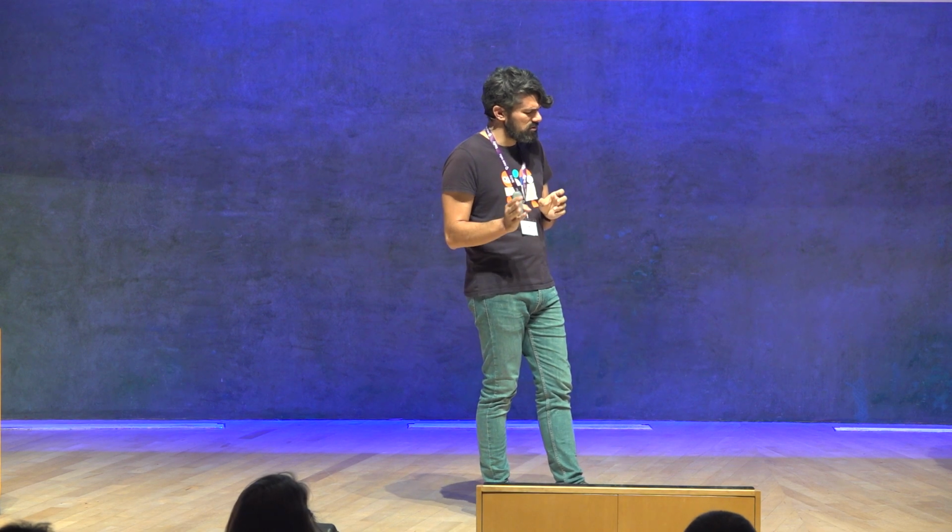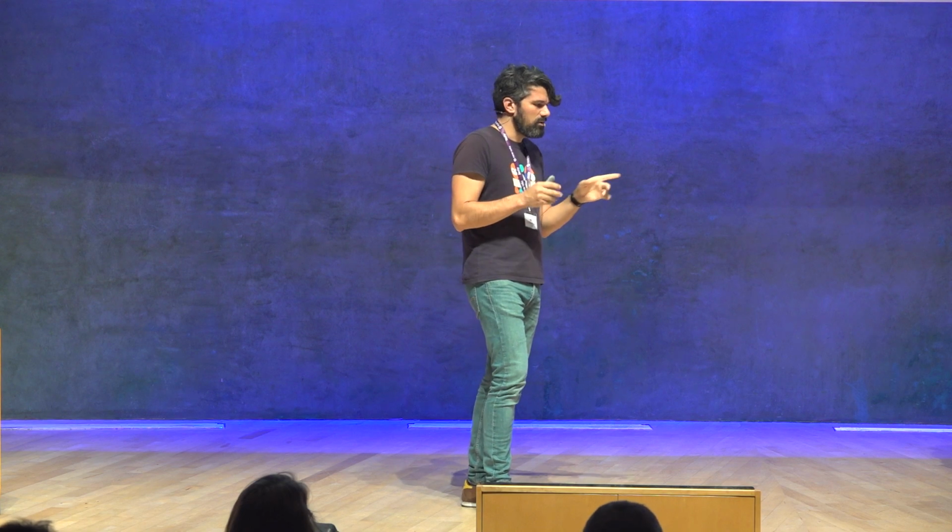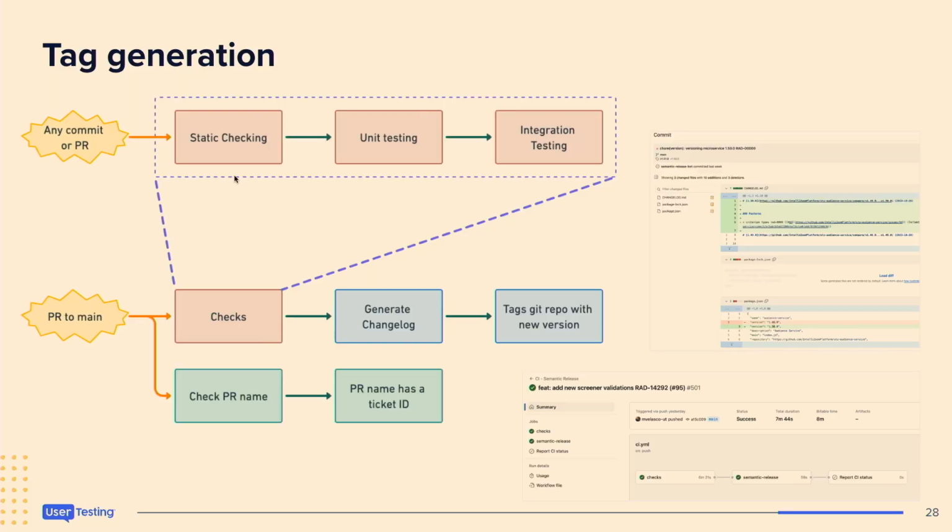Also below you can see that we check the name of the PR. That's because we use squash and merge. So the name of the PR is actually the conventional commit that will get into main. So we check that with another GitHub action.